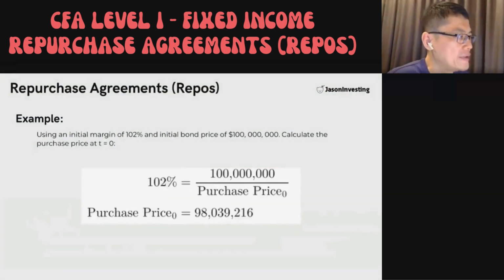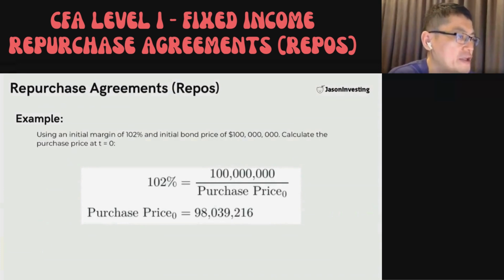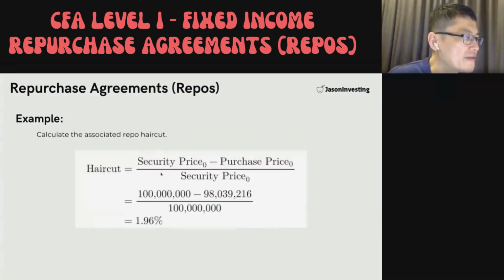Looking at an example, using an initial margin of 102% and an initial bond price of 100 million, calculate the purchase price at t equals 0. If you look at the formula, 102% equals 100 million over the purchase price. Bringing the purchase price to the left-hand side results in a price of 98 million-ish dollars. And the associated repo haircut can be calculated as this.